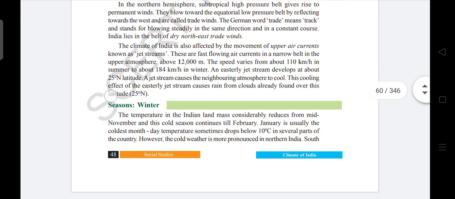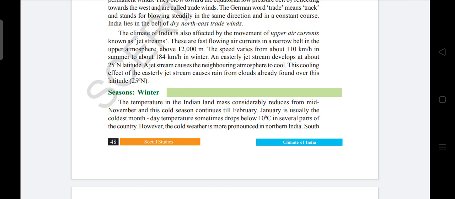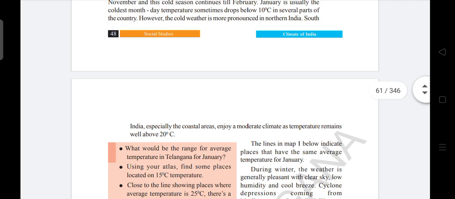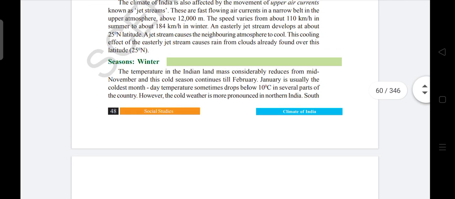Now seasons. Winter. The temperature in the Indian land mass considerably reduces from mid-November, and this cold season continues till February. January is usually the coldest month. Day temperatures sometimes drop below 10 degrees Celsius in several parts of the country. However, the cold weather is more pronounced in northern India. South India, especially the coastal areas, enjoy a moderate climate as temperature remains above 20 degrees Celsius.